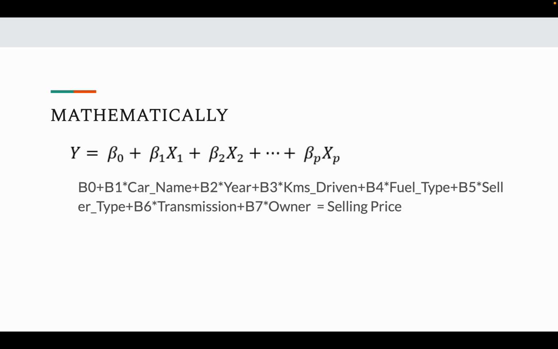Mathematically we can say that y = β0 + β1x1 + β2x2 + ... + βpxp. This is similar to y = mx + c. As I mentioned earlier, it's actually the extension of simple linear regression. In simple linear regression we have only these two terms, β0 plus β1 into x1, because in that case we have only one independent feature. Here we will have n independent features, so it just expands simple linear regression.